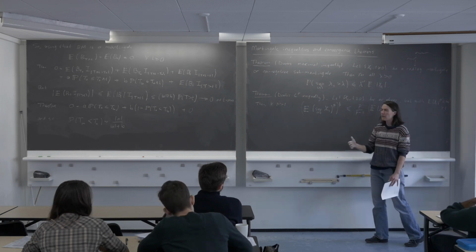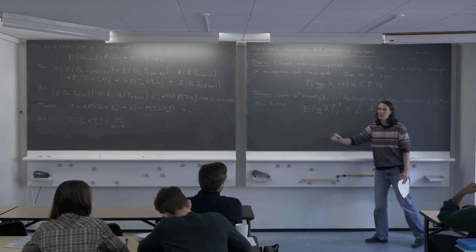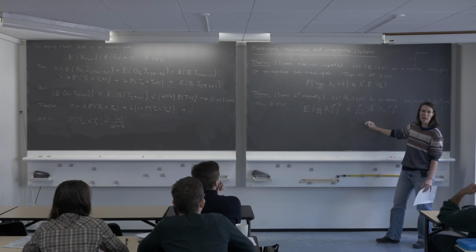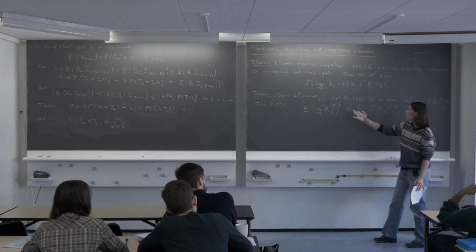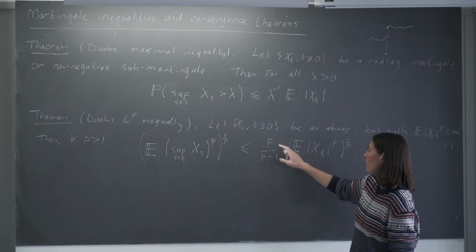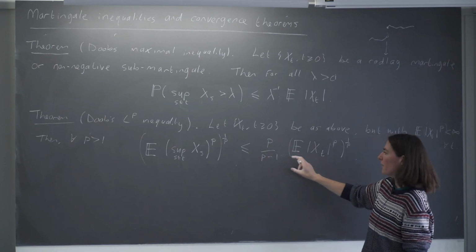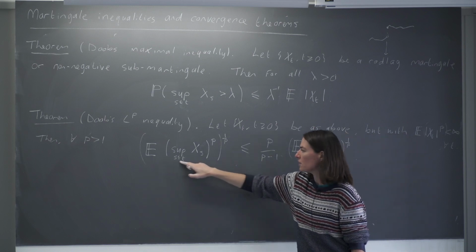And again, the key point here is that you can take the supremum outside and it only costs you p over p minus 1. So for example, the L2 norm, if we took p equals 2, it costs us a factor of 2 to be able to get rid of this supremum.